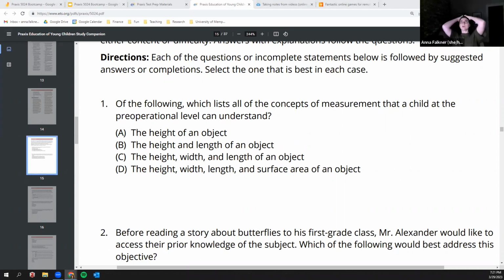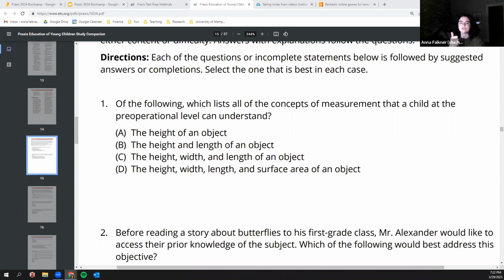Okay, so let's talk about the pre-operational stage. In the pre-operational stage, kids can only perceive one aspect of an object at a time. According to Piaget, that's why in the 3 mountain task, the kids couldn't take the perspective of somebody who was on the other side. So if they can only pay attention to one aspect of an object, what's our answer? Yeah, it's A.